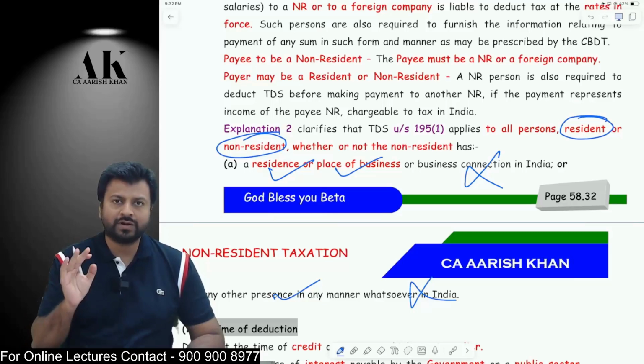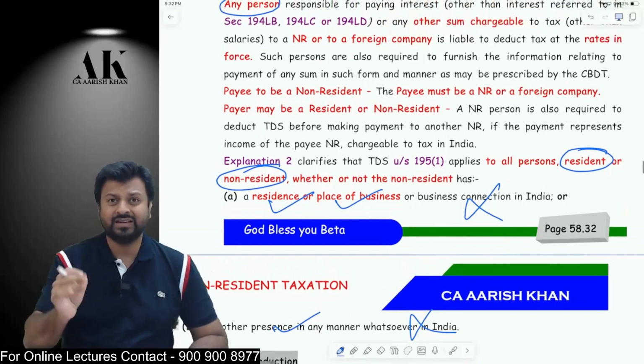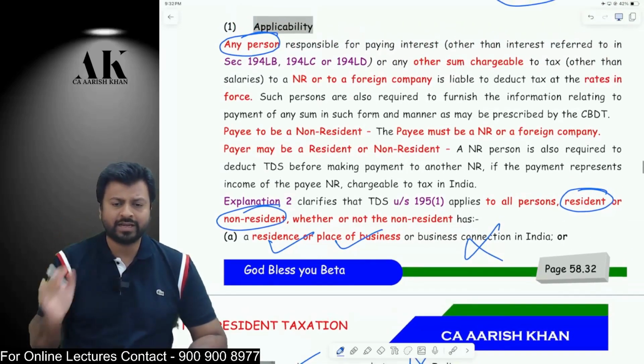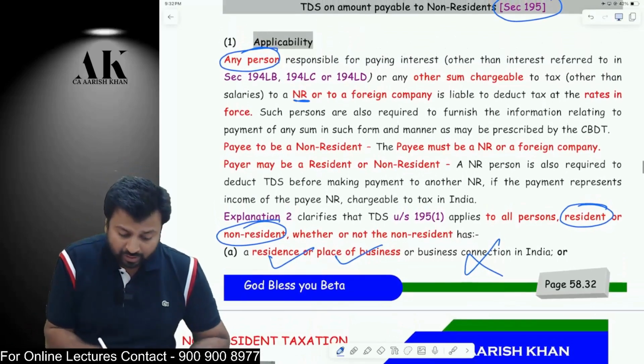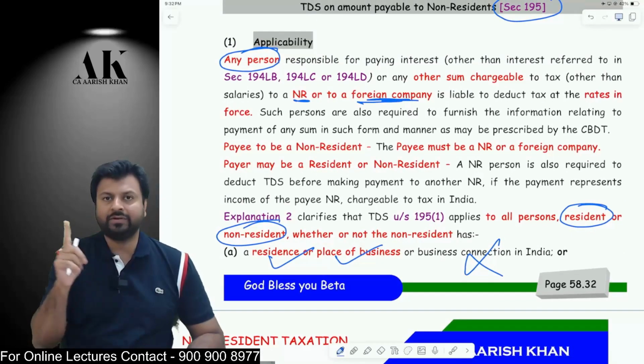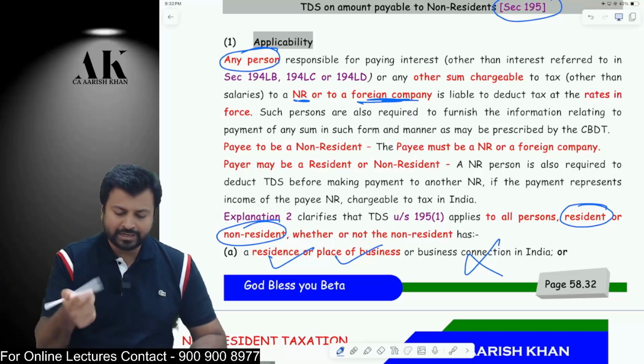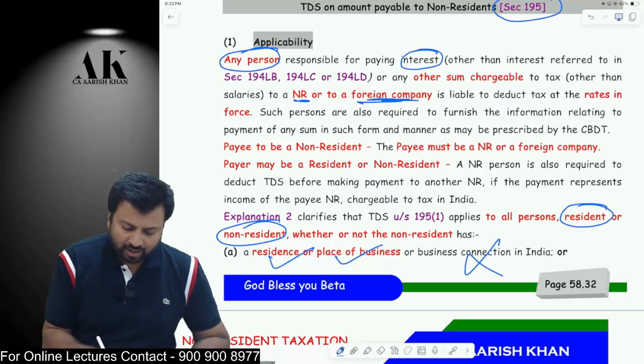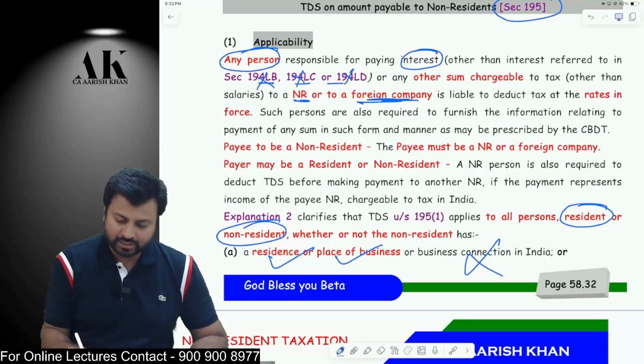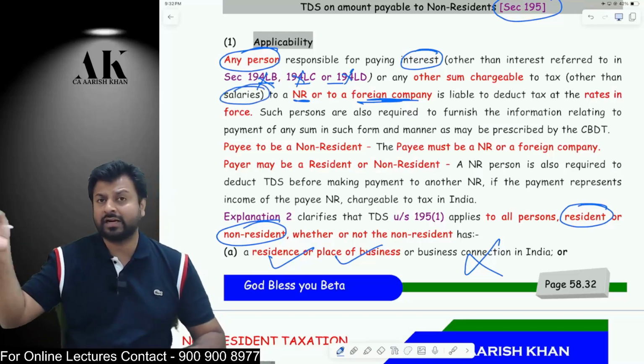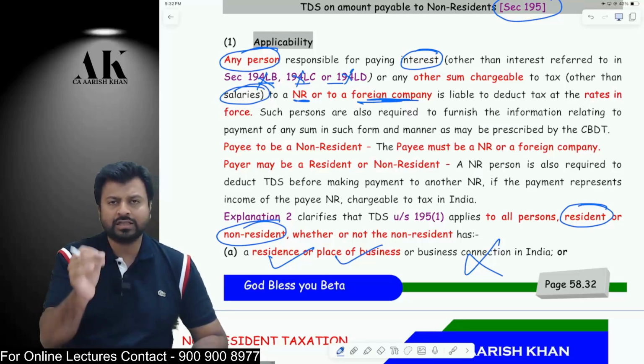Always remember, under section 195, the deductor will be any person. Any person, resident, non-resident, everybody can be deductor, but the deductee has to be non-resident and foreign company only. The deductee will be only non-resident and foreign company, and you will deduct TDS of interest other than 194LB, LC, LD, because these 3 are already covered under respective sections. Or you can also deduct TDS of income other than salary, because salary is covered under section 192. Apart from that, all other incomes will come over here.